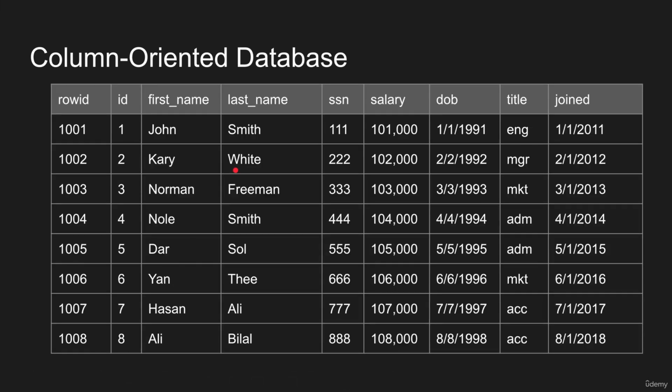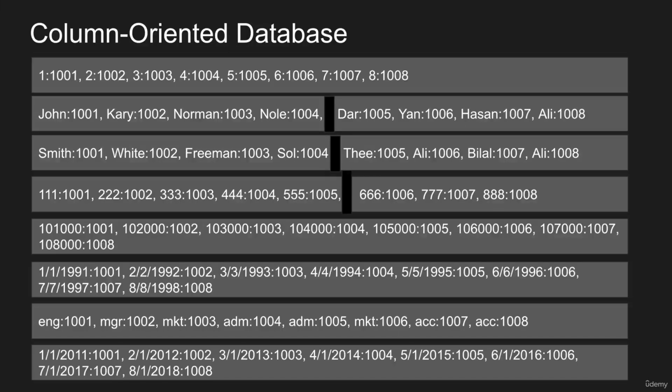All right, so let's take the same exact table and store it as columns. Here's how it looks. Again, the row ID is very critical here. The ID field is this. This is the first name, last name. I keep saying second name. Social security number, this is salary, the date of birth, the title, I think, and this is the join date.